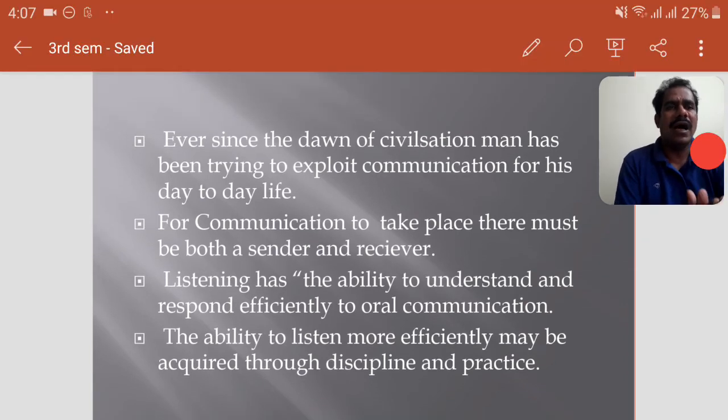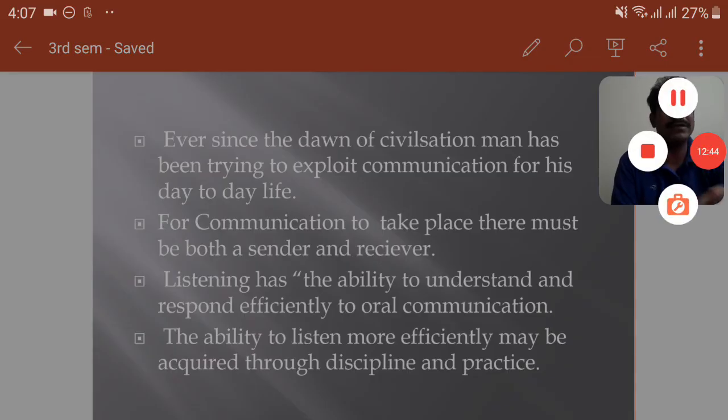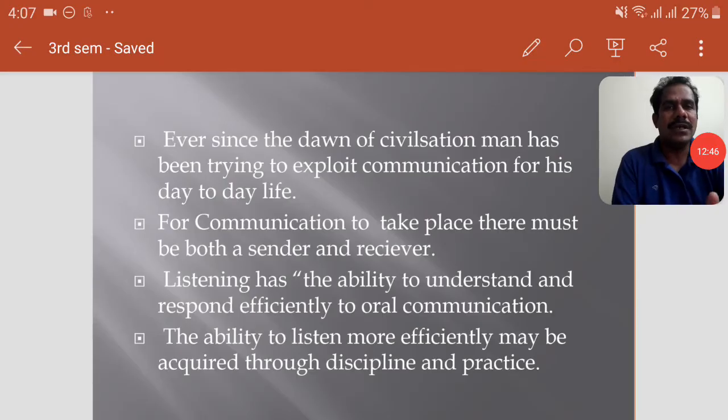Regarding listening, I would like to give you one example. A one-year-old or two-year-old baby acquires communication skills and language. How? He or she will listen to their parents and neighbors. The baby goes on listening to their parents, and only then will the baby acquire the skills. That is the first step, listening.